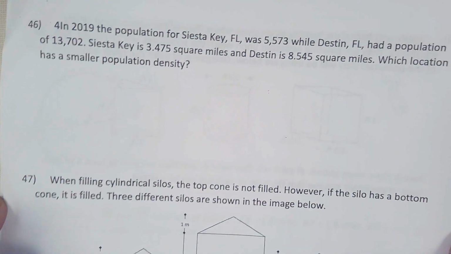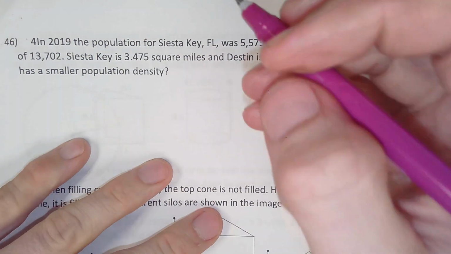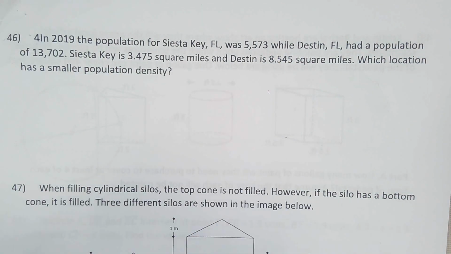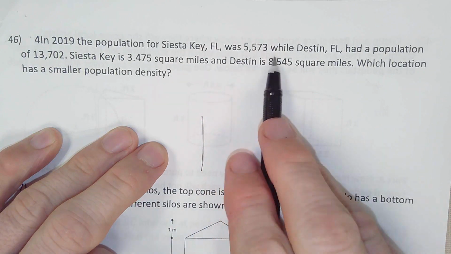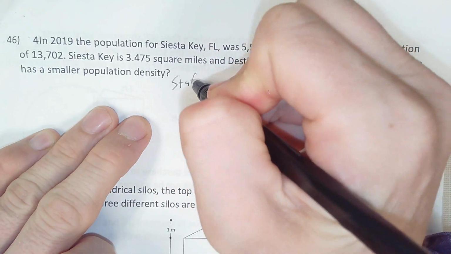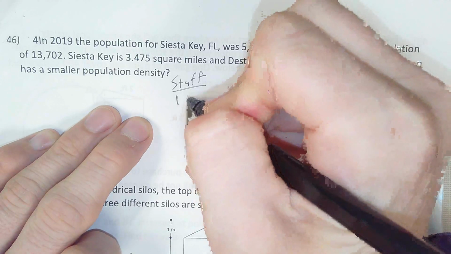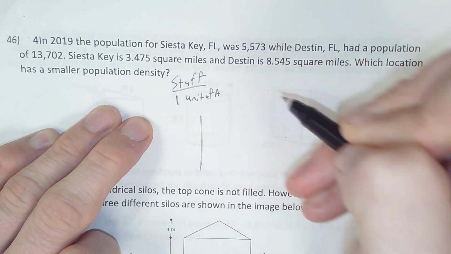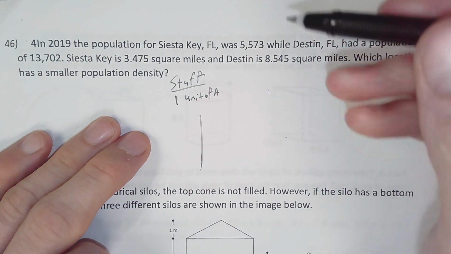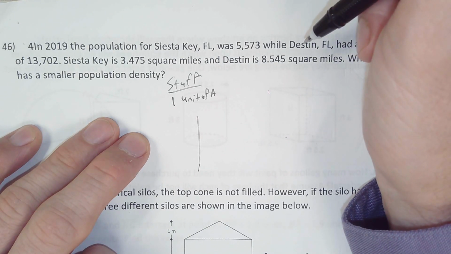Which location has the smaller population density? We're looking at population densities. Remember, population density is just whatever stuff over one unit of area. Population is just people.